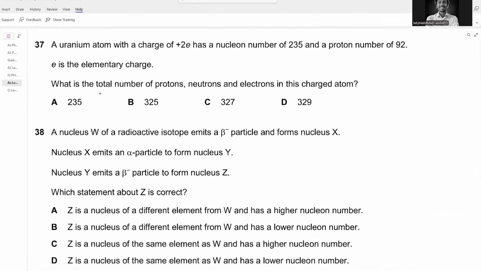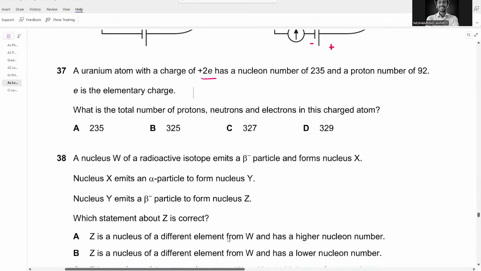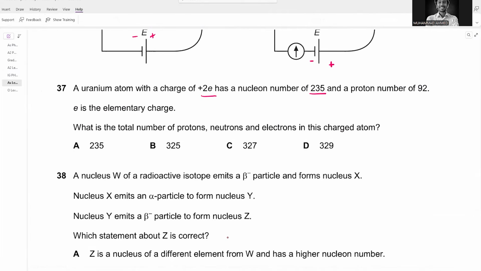A uranium atom of charge plus 2 has a nucleon number of 235, proton number of 92. E is the elementary charge. What is the total number of protons, neutrons and electrons?